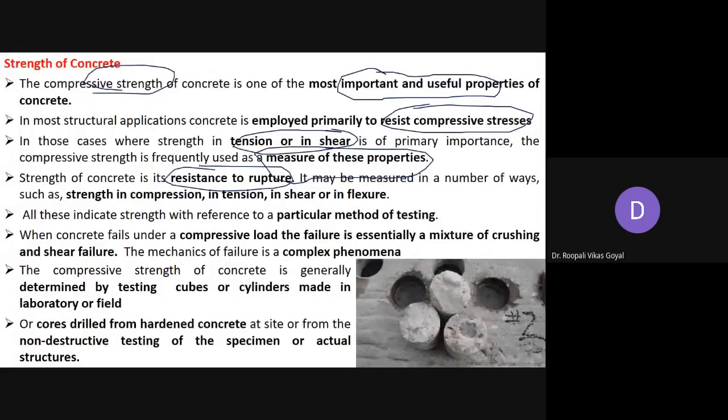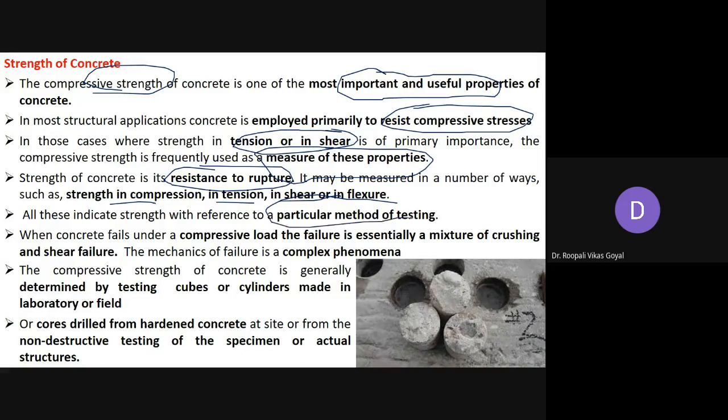So strength may be measured in a number of ways: strength in compression, strength in tension, strength in shear, or in flexure. Flexure means bending, we bend it. So all these indicate the strength with reference to a particular method of testing. Which testing method we are using is important.